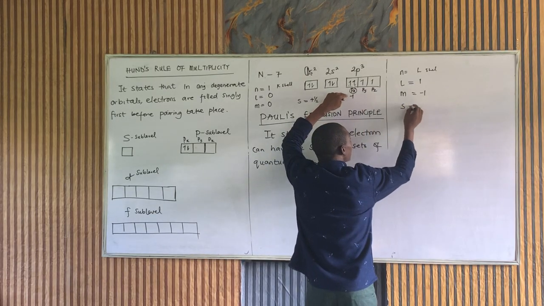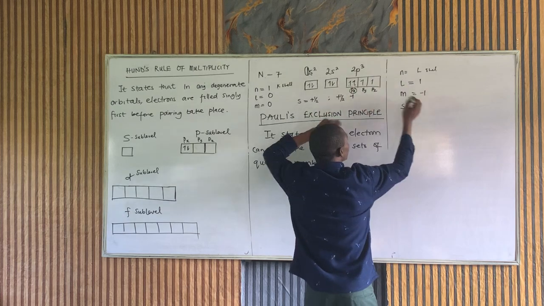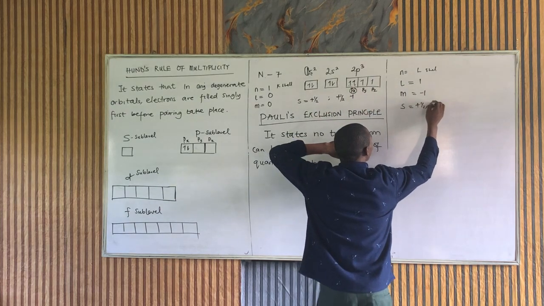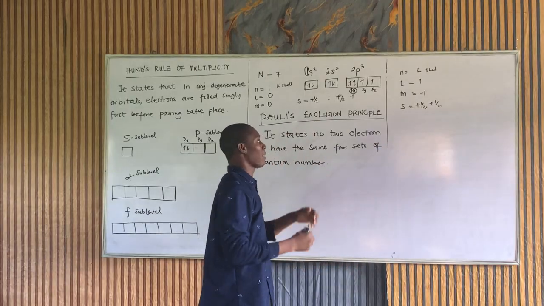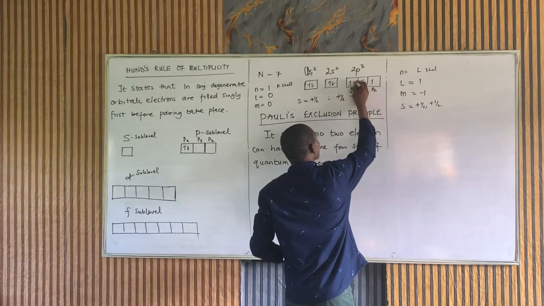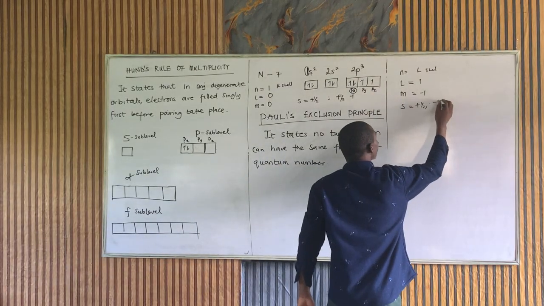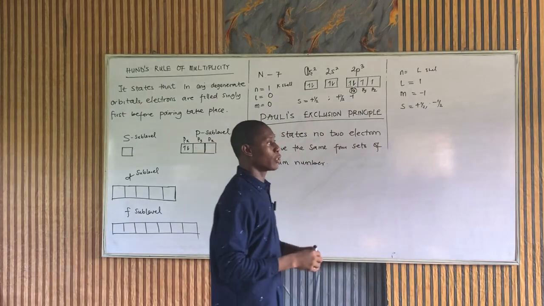But their spin now would be, if they are in the same direction, plus half and plus half, which will be wrong, because they cannot have the same set of quantum numbers. Hence, this should point like this. That's the implication of the Pauli exclusion principle.